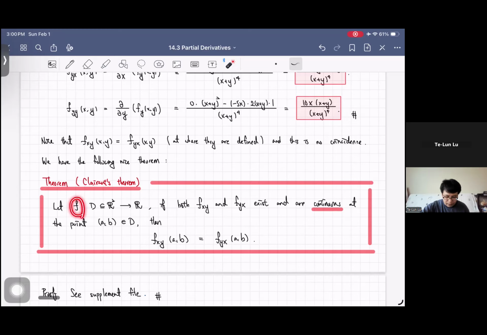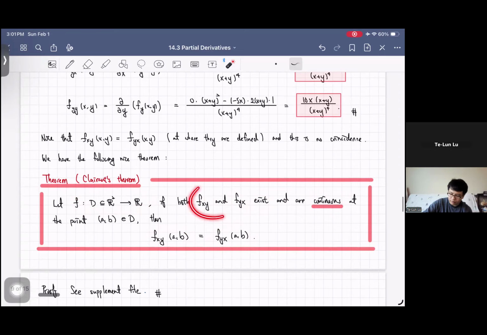For a function f, again, a two-variable function, you can generalize this to multivariable functions. Supposing both of the double derivatives, f_xy and f_yx, exist and they are continuous as functions, then those two derivatives must be the same. So that is what I said before, that the order does not really matter in some sense, provided that f is nice enough, in the sense that the mixed derivatives have continuity. And this is actually not that trivial. So we will see the proof in a supplement lecture video, right?